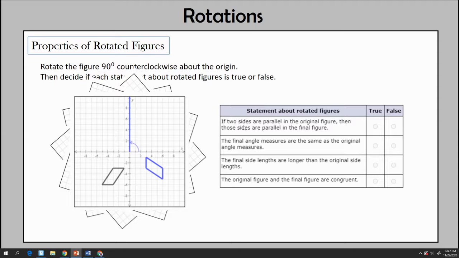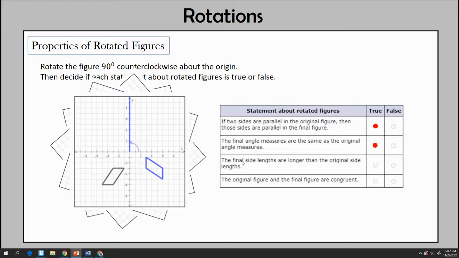Now let's answer the questions. If two sides are parallel in the original figure, then they are parallel in the final. You know that's true because these two are the exact same shape. The final figure's angle measures are the same as the original angle measures.